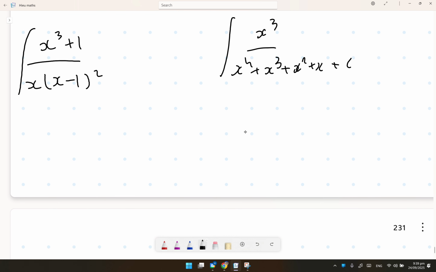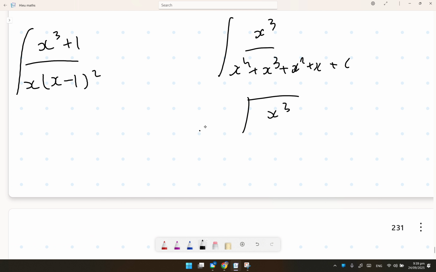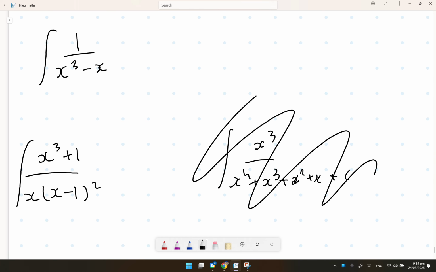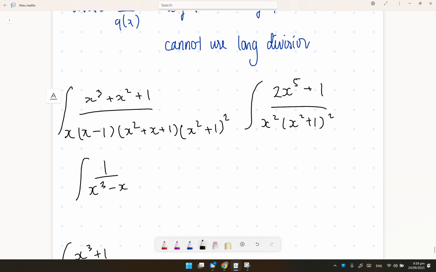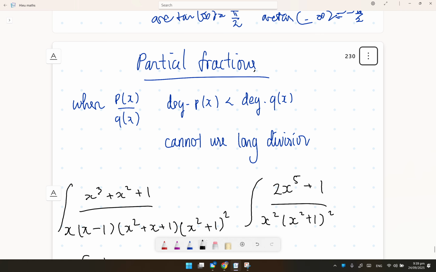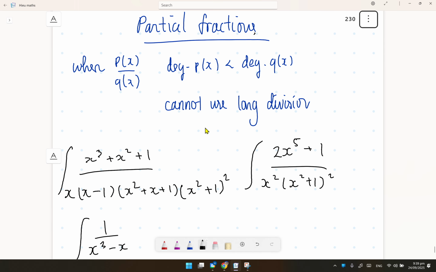So when you do long division, you're going to end up with x minus 1 on here. You don't want that. The previous partial fractions method that we did last time only works for situations in which we can divide by long division. But in this case, we can't divide by long division. So how are we going to do the partial fractions? Because something like this is basically impossible to integrate. So how are we going to decompose it into something that we can integrate?